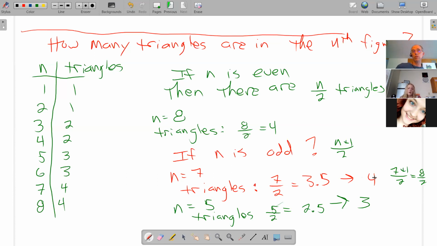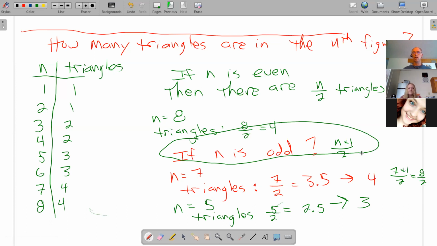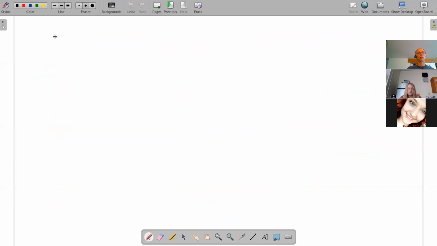And it's a little more complicated. So we have two versions of the rule. One of them is the one I have right here: n plus 1 over 2 triangles. And the other one I voiced but didn't write down, I would say divide by 2 and then round it up. Okay, so I could write that down separately.